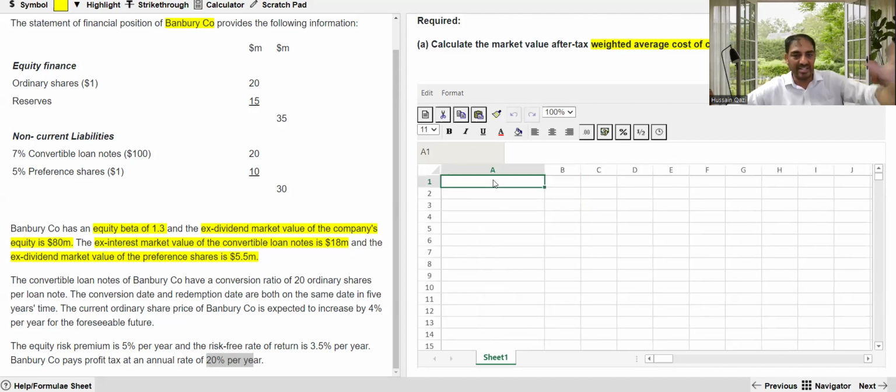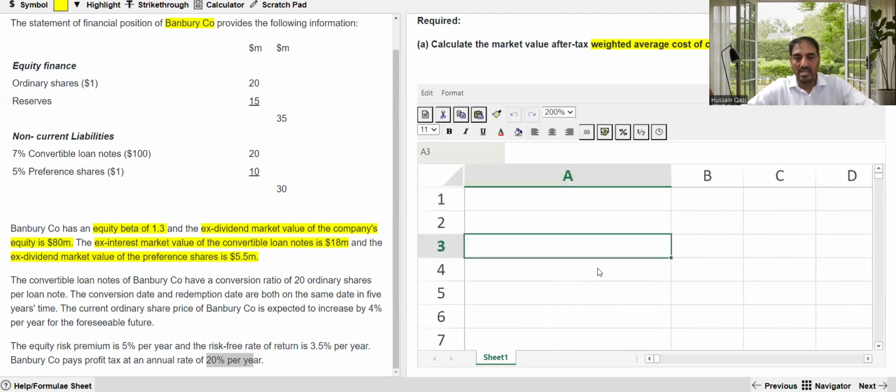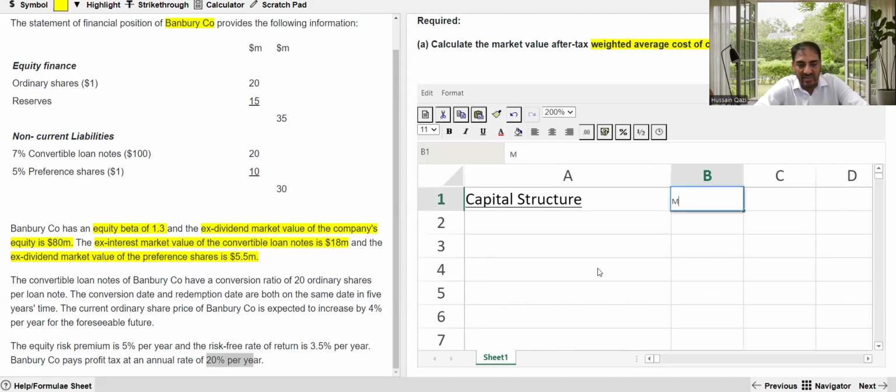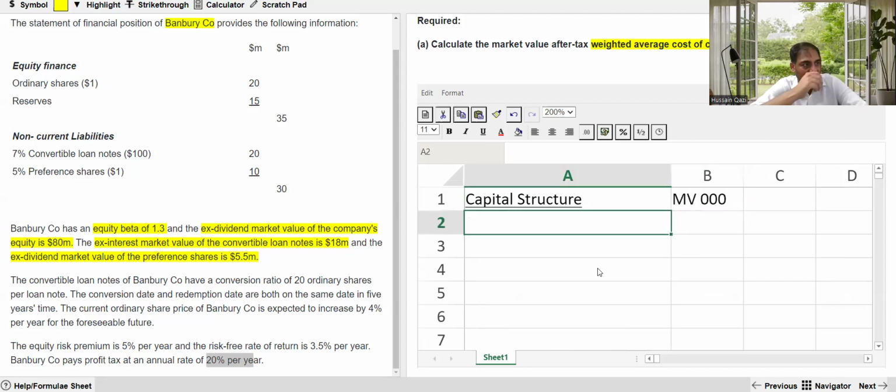Let's start. What the first thing you wanted to work out for the WACC always? That is, you need to work out for the capital structure. Capital structure, and in market value terms. Okay, one by one, capital structure.